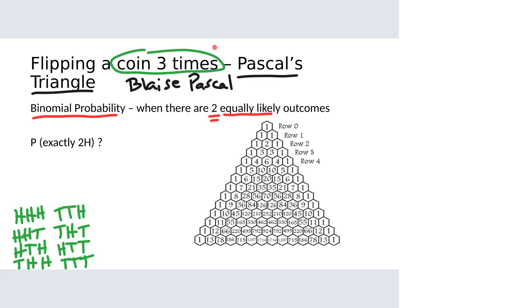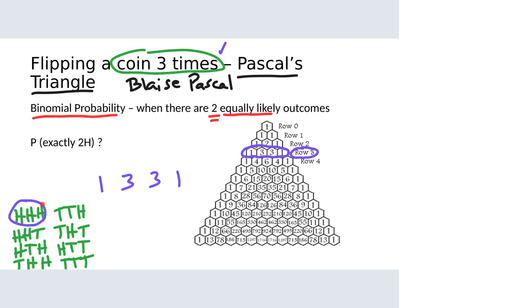Because we're going to flip the coin 3 times, that lets us know that we are going to use row 3 of the triangle. When I look at row 3 of the triangle, I see there's 1, 3, 3, 1 in there. That's the third row of the triangle. Because I'm flipping the coin 3 times, it's the only row in the whole triangle that I care about for this problem.